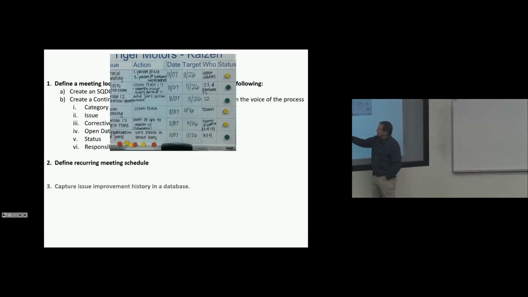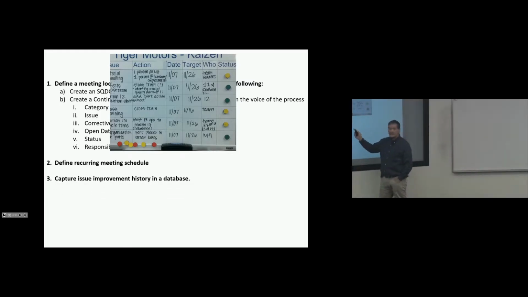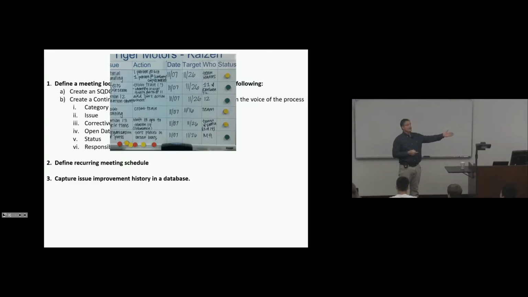Define recurring meeting schedule. Capture the issues of improvement history in a database. This is really good, especially for a larger organization. Here's our history. OSHA's coming in to review us because we had an incident. We're not happy with your safety program here. Well, look at this. Here's 275 things we solved since last year related to safety, and they're all closed. You want to read them?